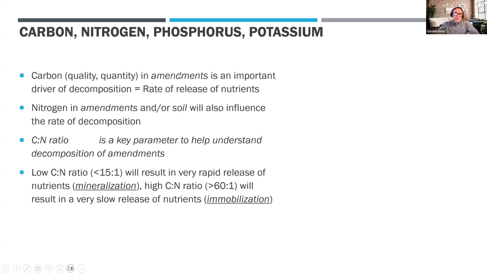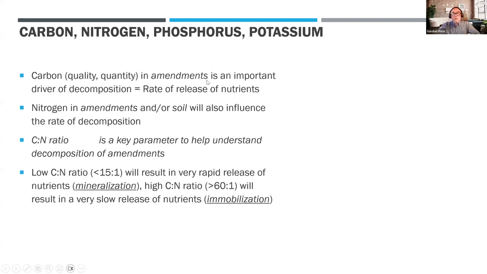So I'll focus a little bit on four elements that are dominantly of importance in our soil management, environmental management. In particular, carbon's becoming an important piece of our understanding related to climate change. But it's certainly the quality and the quantity of carbon that's contained within different types of amendments that is an important consideration, particularly because carbon drives decomposition.